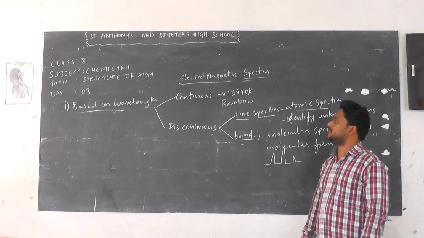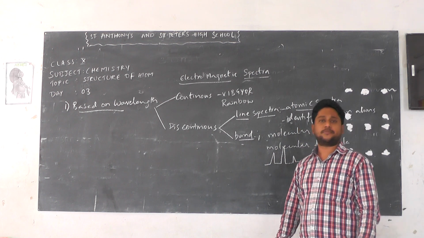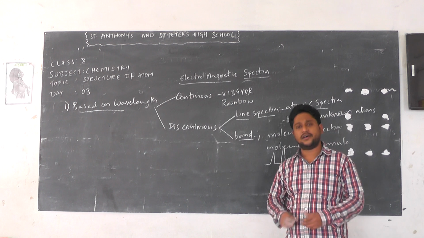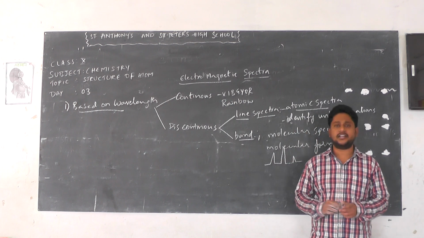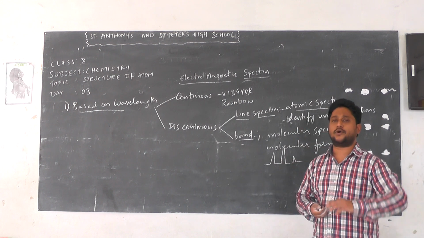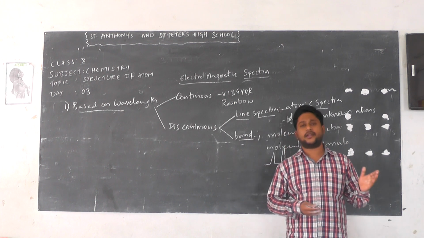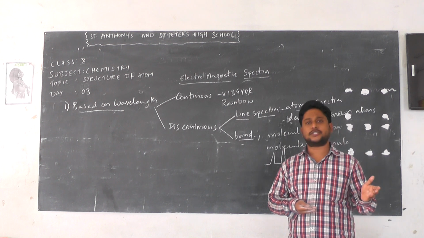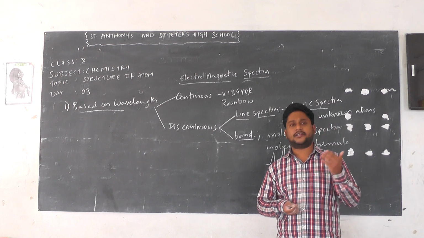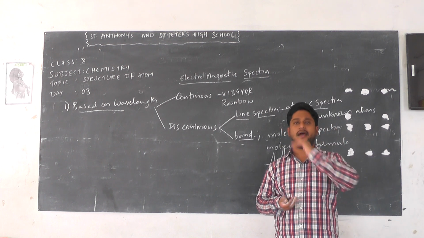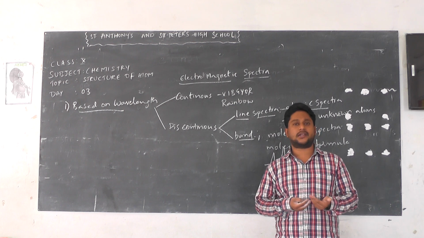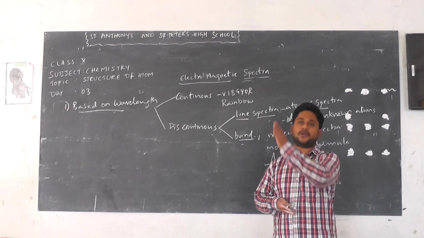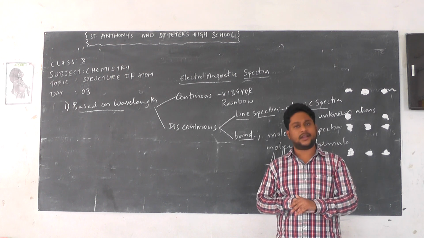This is all about the electromagnetic spectrum based upon energy and based upon wavelength. Based upon energy, what have we discussed? Emission spectra and absorption spectra. Absorption spectra gains energy and jumps from a lower energy level to a higher energy level. And emission spectra loses energy and jumps from a higher energy level to a lower energy level.